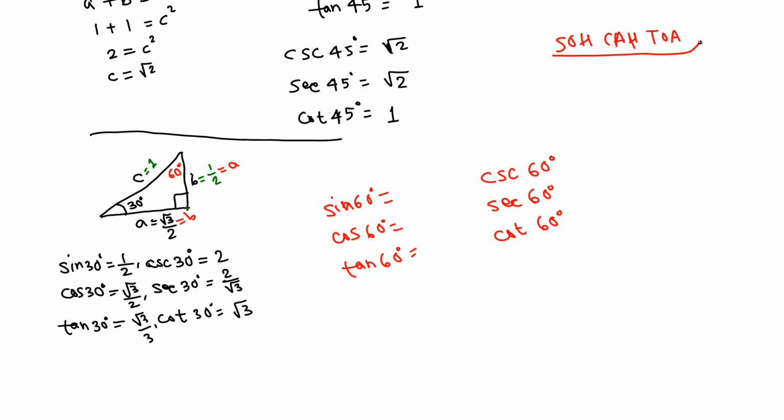Sine is, look at this, SOHCAHTOA, opposite over hypotenuse. For 60, this is opposite, hypotenuse remains the same. So √3/2 divided by 1 is just √3/2. So cosecant is just flip this fraction, 2/√3. You can rationalize, but that's not needed. Cosine 60, cosine is adjacent over hypotenuse. For 60, adjacent is 1/2 divided by 1, just 1/2. So the reciprocal of 1/2 is 2.